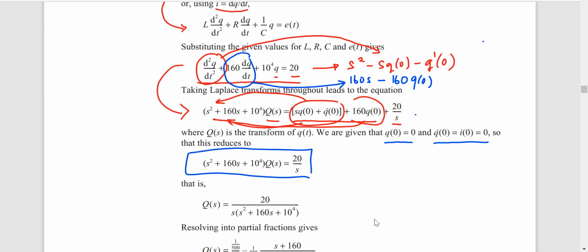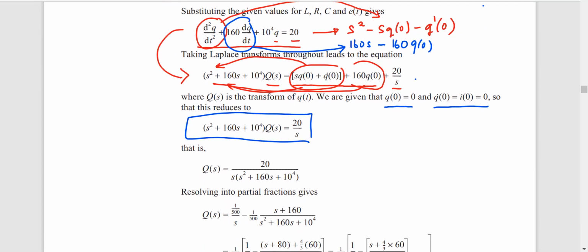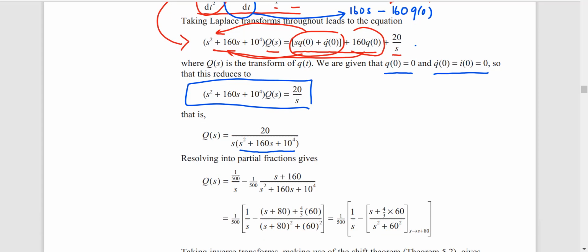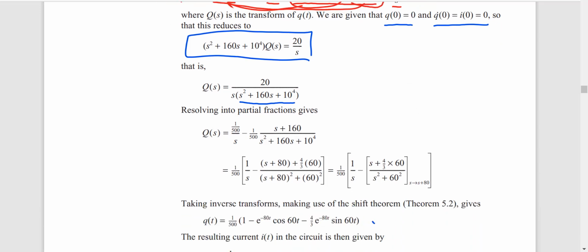Okay, so we got that I(s) is equal to 20 per s multiplied by (s squared plus 160s plus 10 to the power of 4). So we can solve. After that, we have to solve using partial fractions, and then we got this one, and then we can take the inverse. We got this one. Okay, this is later.